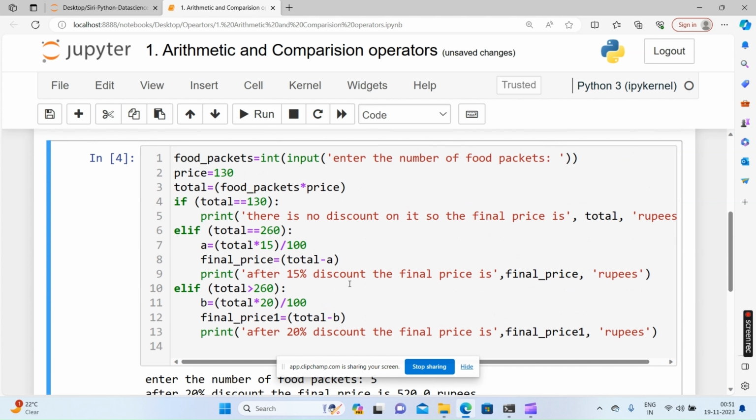So in this example, I used both arithmetic operators like multiplication, addition, subtraction, and comparison operators also. You can see the equal to and greater than. So in the next video, I'm going to show you one more example.